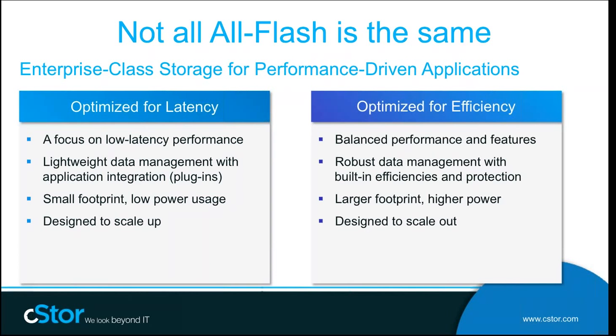Versus that, balanced for performance and features, so a robust data management, with built-in efficiencies, things like deduplication and thin provisioning and encryption, can be built into an all-flash system as well, but it's more designed for efficiency than for the absolute lowest latency possible. And this is more of a scale-out design where you can put multiple versions and go wide with it, versus the scale-up for the latency option, where you typically see larger systems deployed depending upon the amount of IOs you really do need.